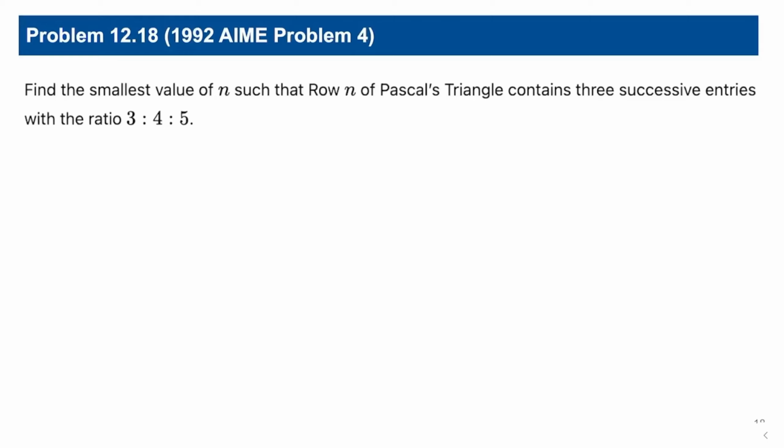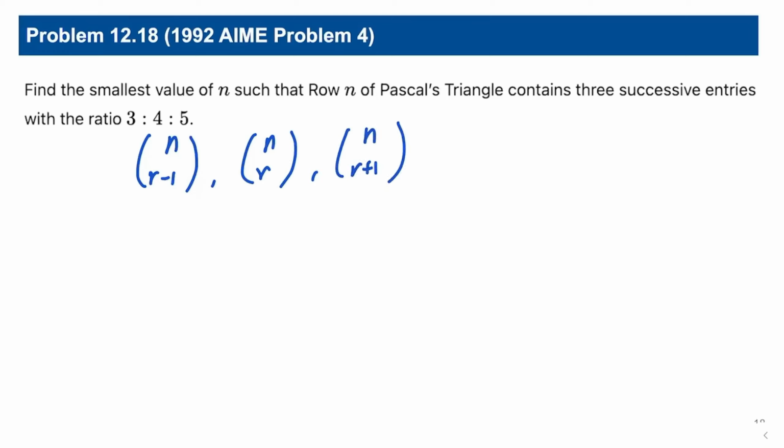Find the smallest value of n such that row n of Pascal's triangle contains 3 consecutive entries with ratio 3 to 4 to 5. Let's assume n choose r minus 1, n choose r, n choose r plus 1 has ratio 3 to 4 to 5.